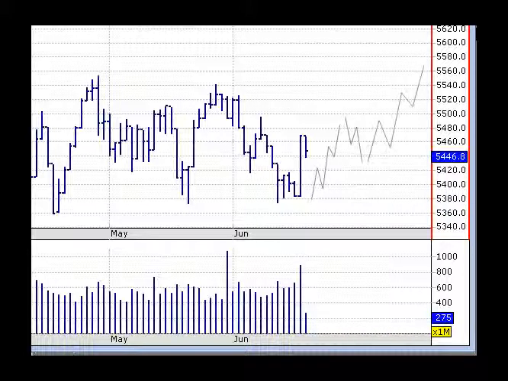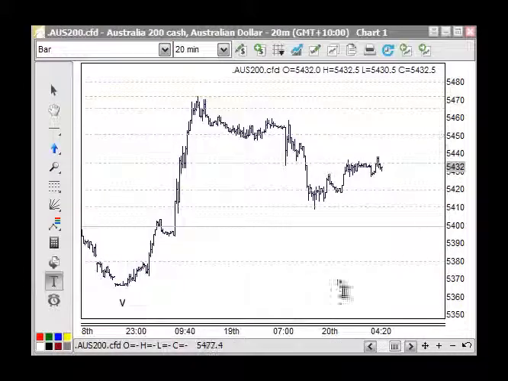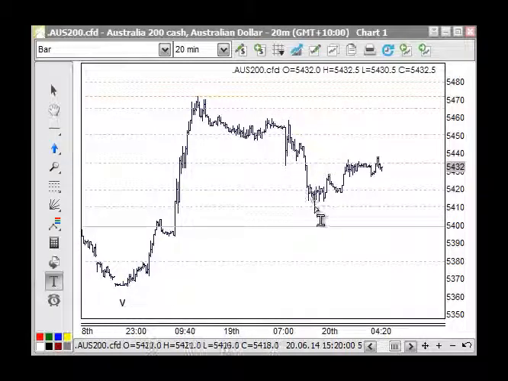We've also got the HSBC flash China manufacturing figures coming out at 11:45 today. So that's going to be the catalyst today for this market. But just drilling into this little section here, we're looking at this being up for wave 1, an A and a B and a C for wave 2 here. So we really want that to stay in place there.